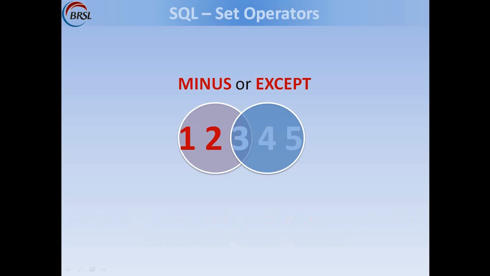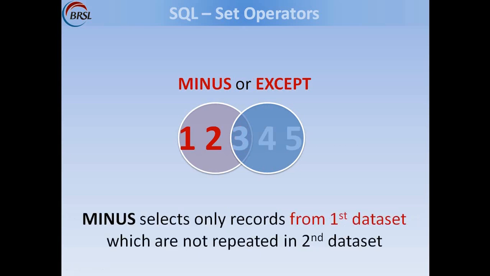The final one is minus or except. Minus selects only records from first dataset which are not repeated in the second dataset. In our example, the first dataset contains 3 records, 1, 2, 3. So it is selecting only the records 1 and 2. So the result contains only 2 records. The record 3 is not selected because it is reappearing in the second dataset.